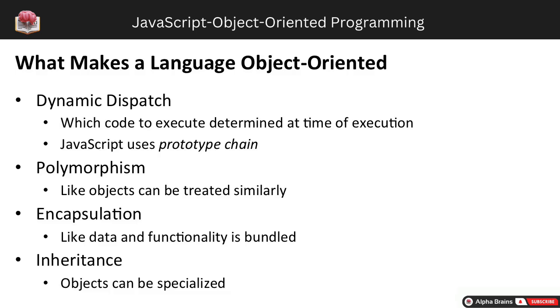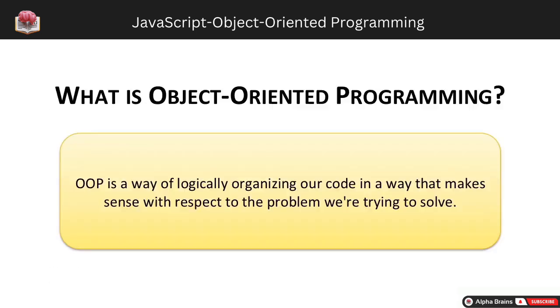Before we dive into each of these terms in detail, let's consider a layperson's definition of object-oriented programming. Once we have that, it'll be easier to discuss these features. Object-oriented programming is a way of logically organizing your code in a way that makes sense with respect to the problem we're trying to solve. As the name implies, at the heart of object-oriented programming is the concept of an object. The easiest way to start thinking about objects is to make real-world analogies. A car is an object, a shape is an object, a person, considered abstractly, is an object.